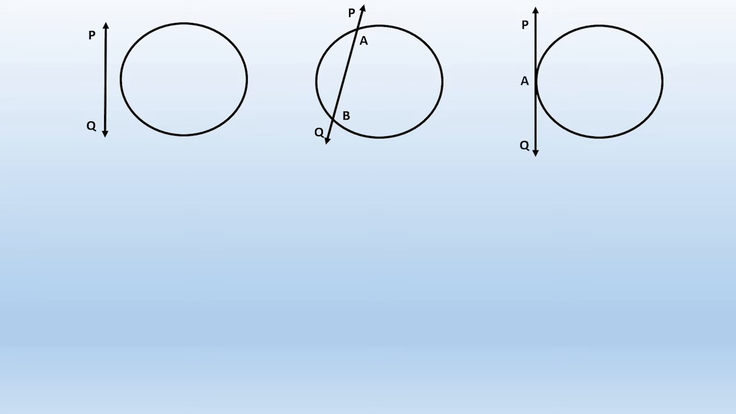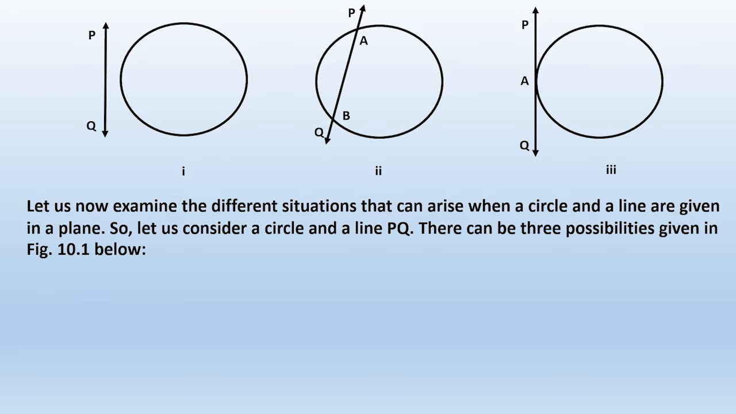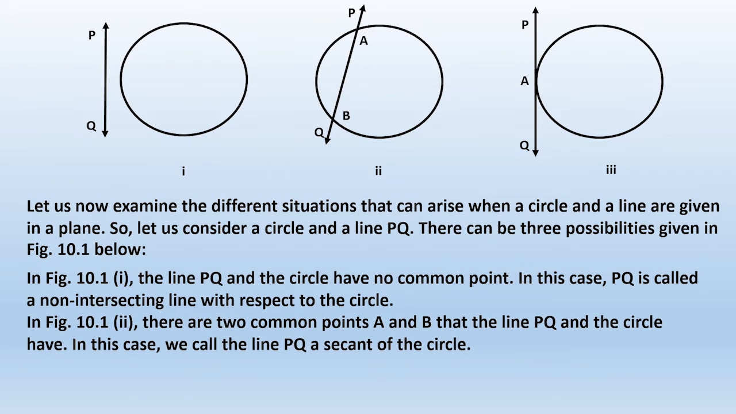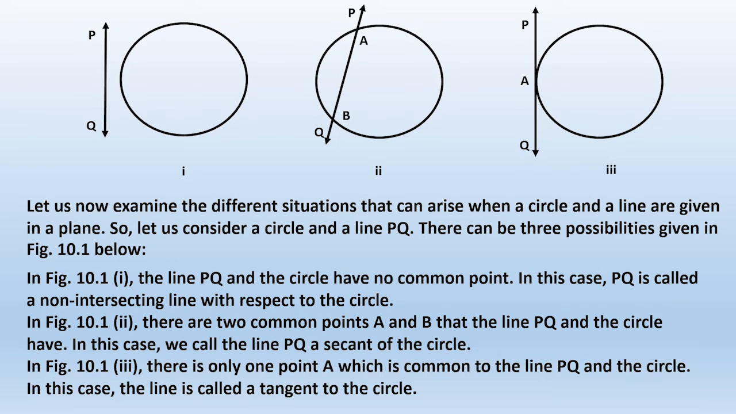Before we move through the tangent of the circle, children, we need to have a fundamental understanding of circles. Let's look at the various scenarios that might occur when a circle and a line are shown in a plane. Let's look at the circle and a line PQ. In the visual part, there are three possibilities. First, the circle and the line PQ do not share a common point. PQ is referred to as a non-intersecting line with regard to the circle in this example.